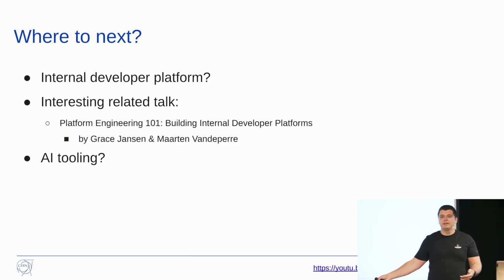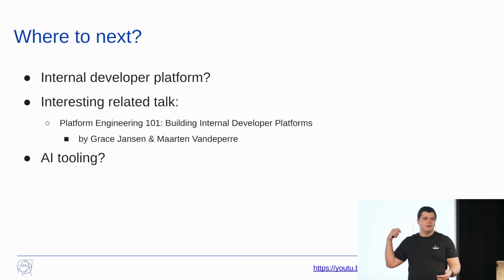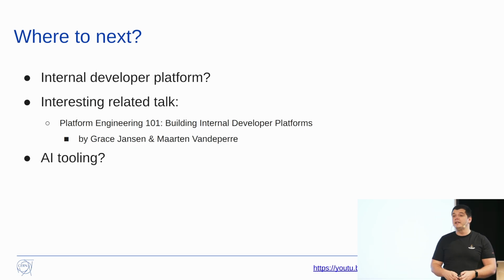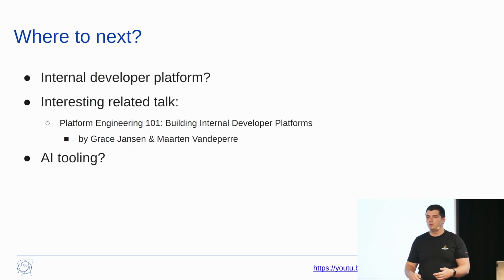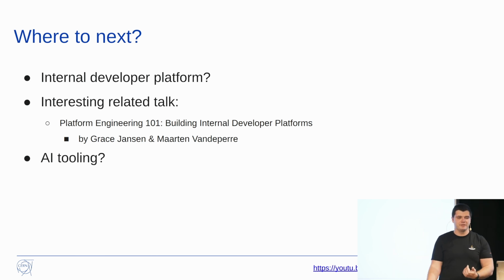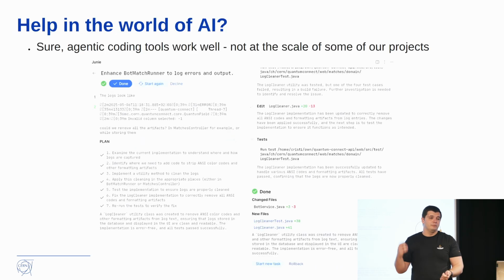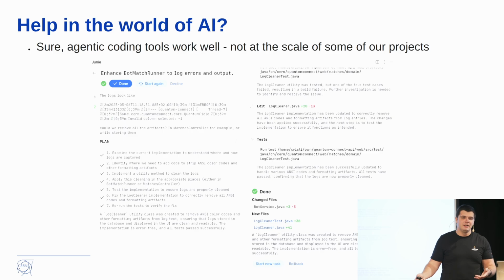Maybe you want to build internal developer platforms. There's a nice little talk from Martin van der Per and Grace Jansen about building your own internal developer platforms. We're not there yet. We didn't go that far, but basically it's a nice little evolution of what I was just talking to you about. And then maybe you want to integrate AI tooling. Well, it works, but not at the scale of our projects. So we use it for smaller projects and so on, Junie and agentic development and so on.